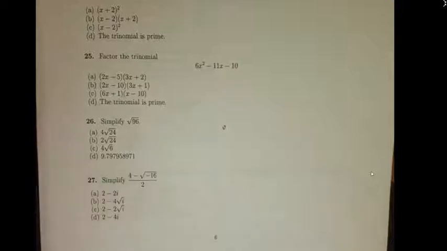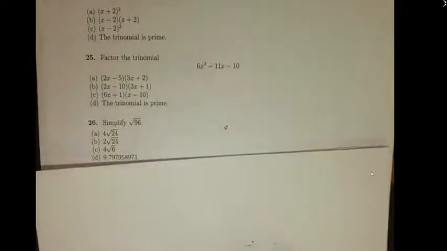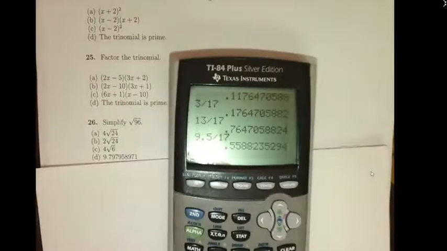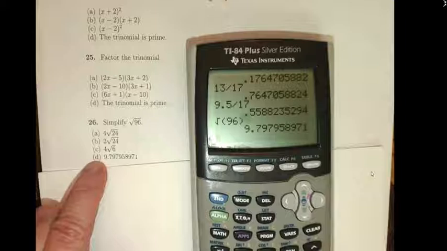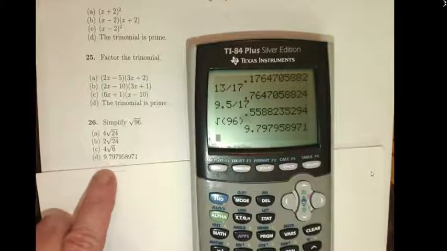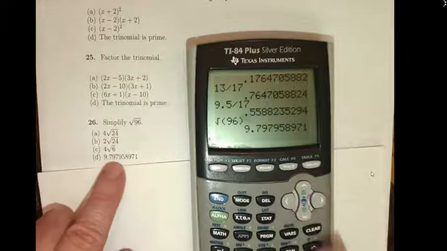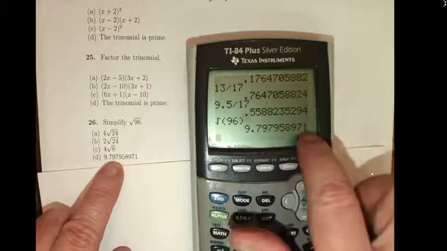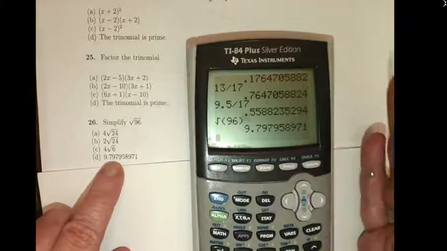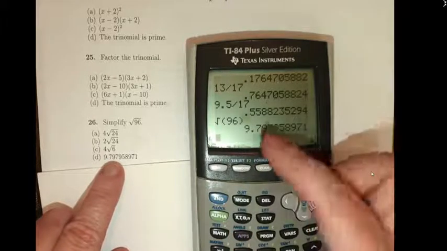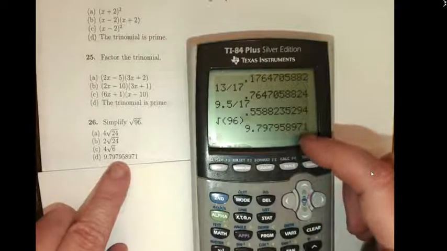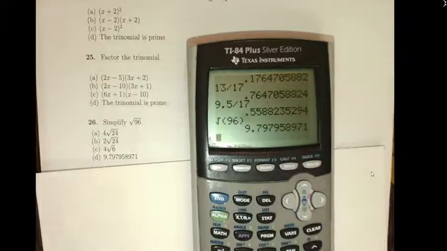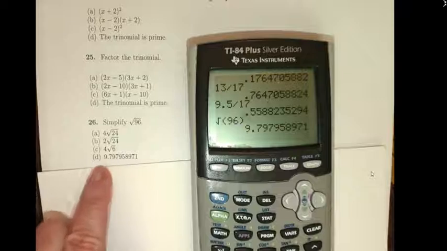All right, now simplify the square root of 96. All right, now let me tell you, if you put the square root of 96 in your calculator and you get that and you circle D, you have thrown away your points, because that is not the square root of 96. Your calculator can only take things to 9 decimal places. The square root of 96 is irrational, and what you see there is an approximation to 9 decimal places. That is not the actual square root of 96, and that is a wrong answer.